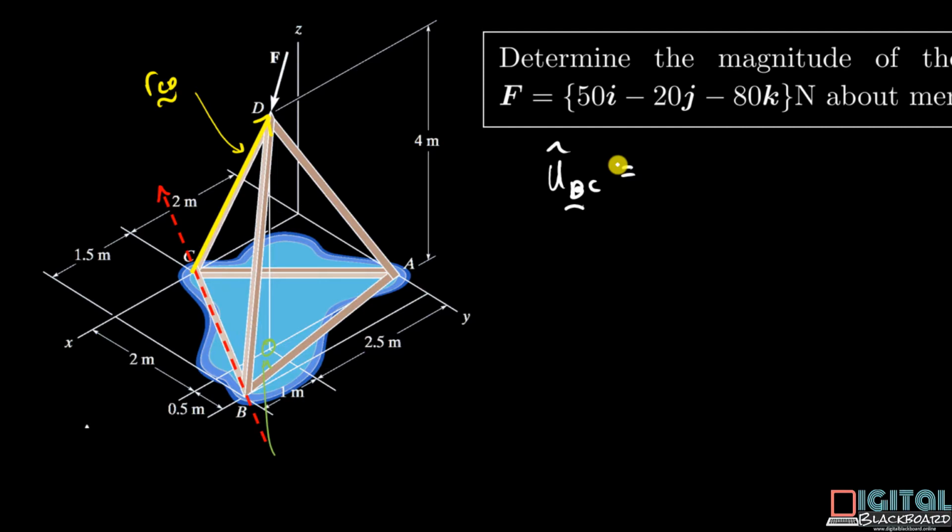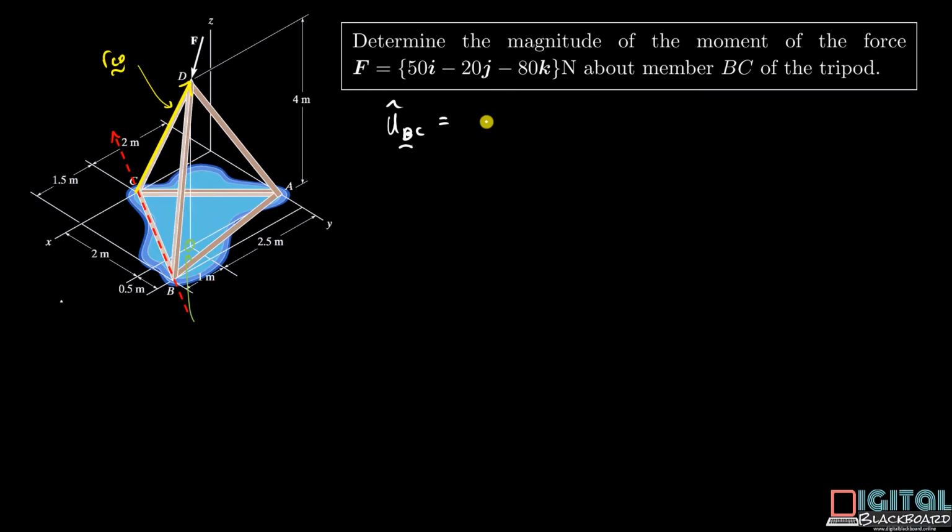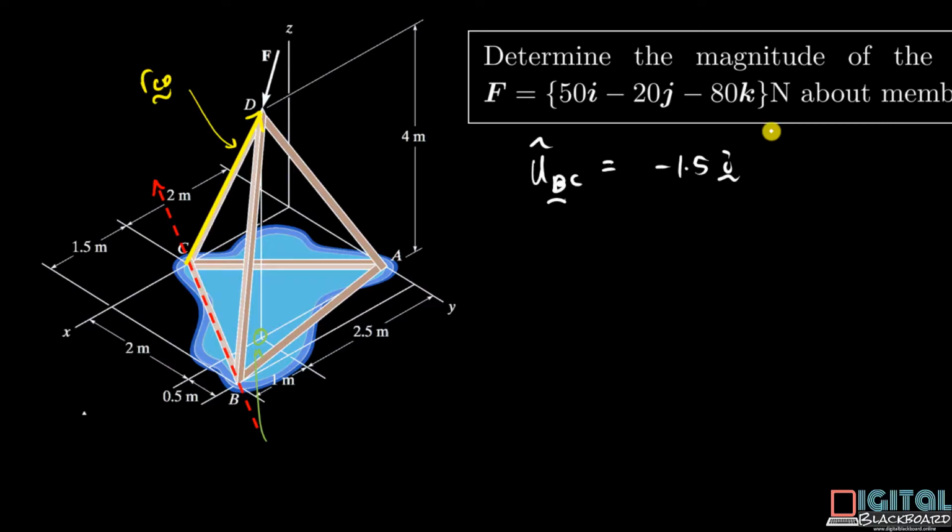Look carefully at this vector BC. It is moving in the negative x direction by 1.5 meters, so minus 1.5 i. It is also moving in the negative y direction by 2.5 meters, because this is the projection of the point D on the xy plane. Originally it is at this point here, and then finally it is at this point here.